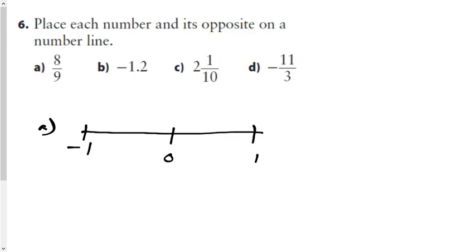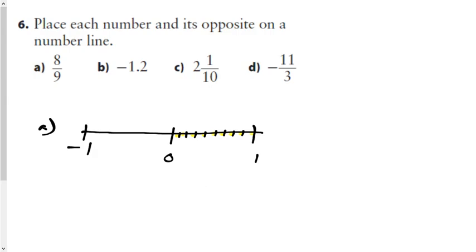So how do I place 8/9? Well, there's 2 ways to do it. You could put 8 lines between here. So 1, 2, 3, 4, 5, 6, 7, 8. 8 lines make 9 spaces. I'll take a small highlighter. This would be 1/9, 2/9, 3/9, 4/9, 5/9, 6/9, 7/9, 8/9, 9/9, or 1.